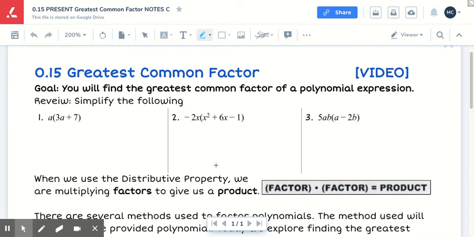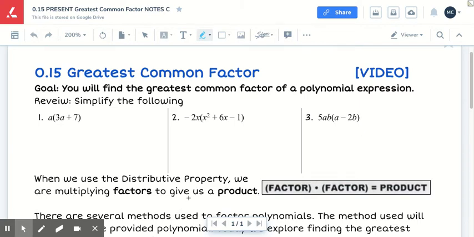Today we're working on greatest common factor. And greatest common factor is really kind of unmultiplying things. So the very first thing we're going to do is remind ourselves about the distributive property. There are 3 examples here where you're going to simplify by distributing the factor in front to each of the terms inside the parentheses.